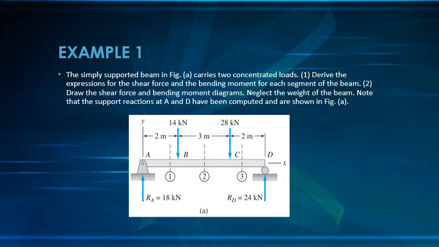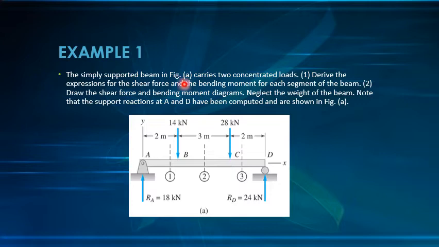So, okay, class, for example number 1, the simply supported beam in figure A carries two concentrated loads. Derive the expressions for the shear force and the bending moment for each segment of the beam, and then draw the shear force and bending moment diagrams. Neglect the weight of the beam.